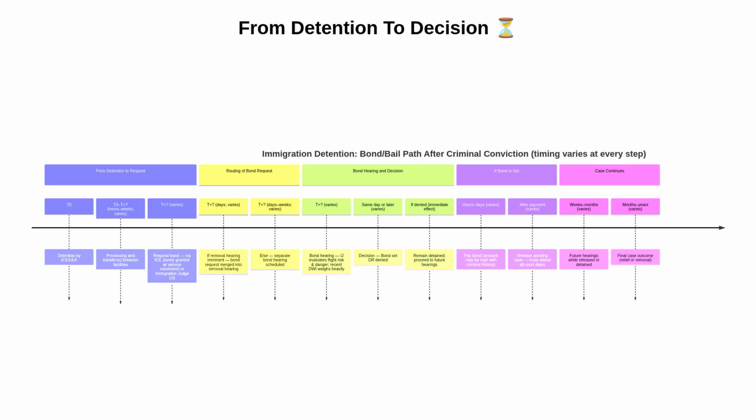This timeline illustrates how a case progresses, from detention through processing and transfers, to a bond request, either with the agency or before an immigration judge. If a removal hearing is imminent, the bond issue may be merged. Otherwise, a separate bond hearing can be scheduled. After the hearing, the judge decides whether to set a bond. If a bond is set and paid, the individual is released while the removal case continues. The person must still attend all future hearings until there is a final outcome in the underlying case. The duration between each step varies significantly by court calendars, facility logistics, and case complexity.